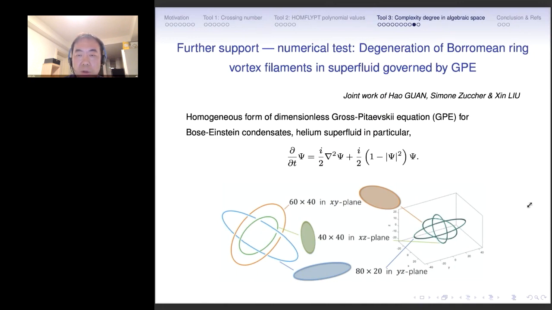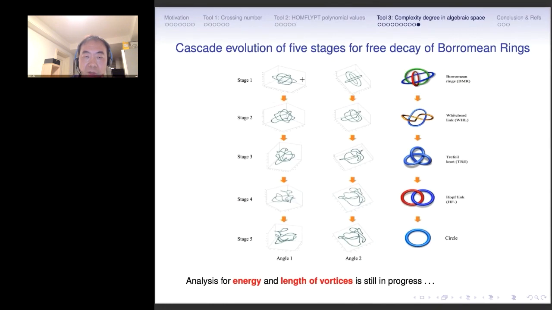Finally, I just want to show an ongoing work. My student Guan Hao studies the GPE, Gross-Pitaevskii equation, and does a simulation for the initial configuration of Borromean rings. That is, he realized the Borromean rings as the initial configuration, then let that evolve. That is stage one, the original stage. Then the next stage is the Whitehead link. The third one is the trefoil knot. The fourth one, the HOMFLYPT link. And the final one is a knot.